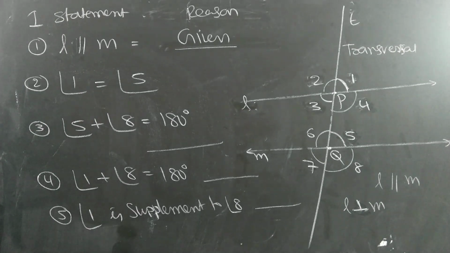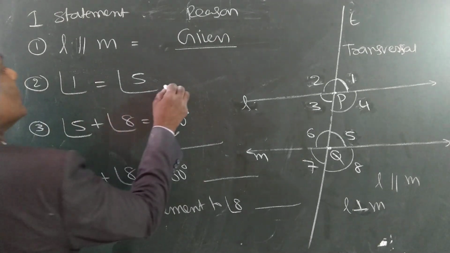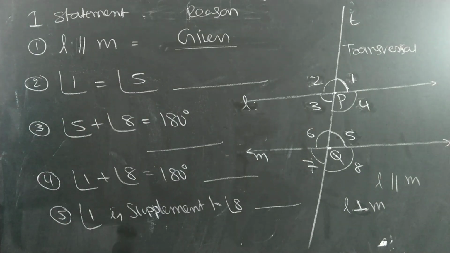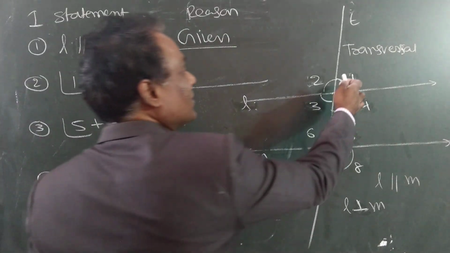Second. Why am I saying that angle 1 is equal to angle 5? Can you tell the reason? Why are these two equal? Why is 1 equal to 5? What is the reason? 1 is equal to 5.